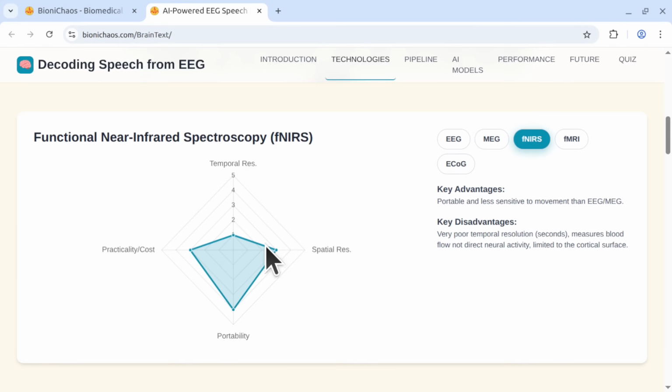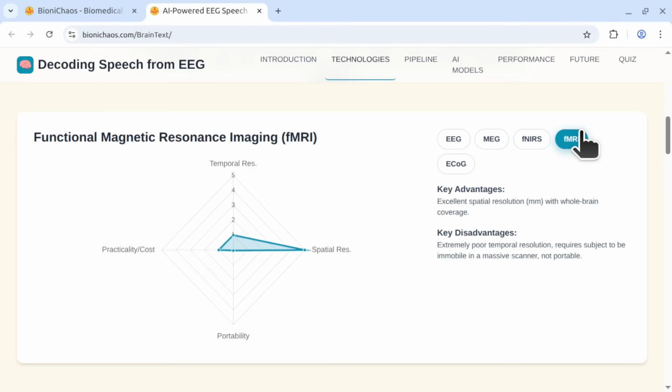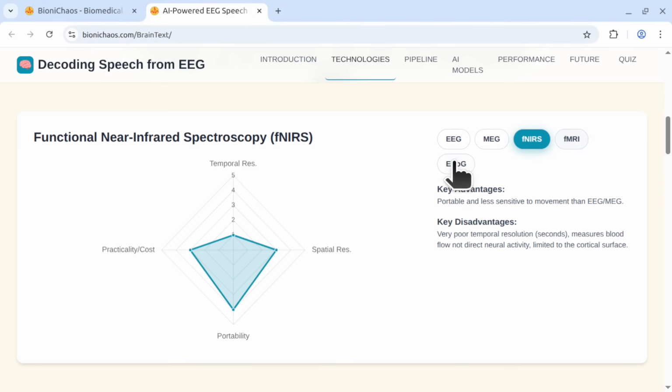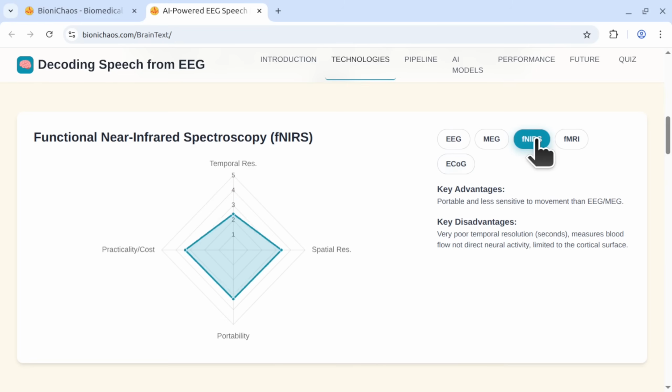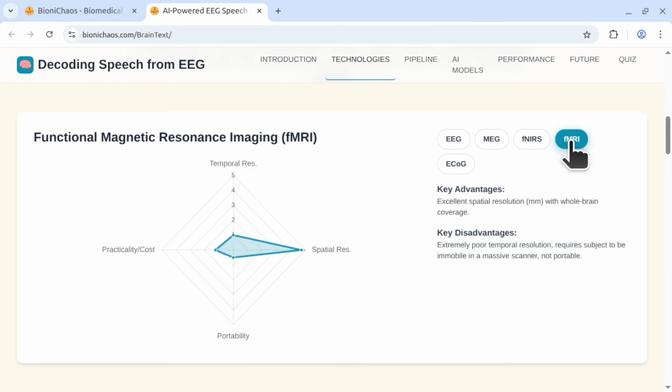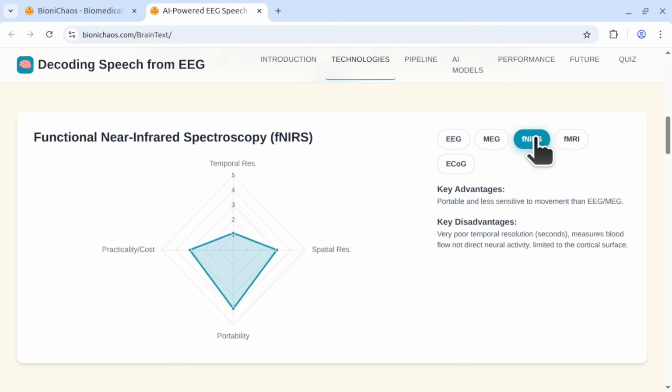Okay, can we go over fNIRS real quick and compare it to the fMRI and ECoG, if you remember what it was? Of course, comparing fNIRS to fMRI and ECoG. Temporal resolution. fNIRS has very poor temporal resolution, similar to fMRI, measuring in seconds. ECoG has much higher temporal resolution. Spatial resolution. fNIRS has poor spatial resolution, limited to the cortical surface. fMRI has excellent spatial resolution, and ECoG also has high spatial resolution.